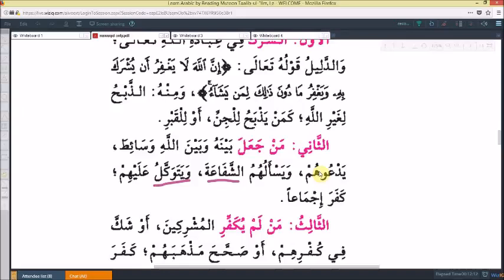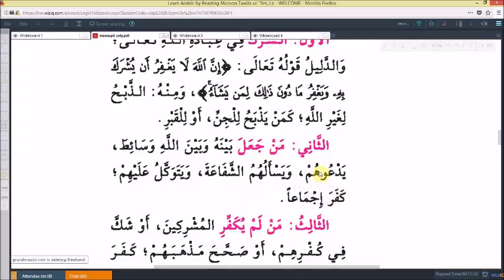Kafara ijma'a. Kafara, he disbelieved. Ijma'an here is a hal, meaning according to the ijma', according to all the scholars of Islam, he has disbelieved. Who? Man ja'ala baynahu wa bayna Allahi wasa'it. Whoever placed between him and Allah intercessors, yad'uhum, they call on them, wa yas'aluhum ash-shafa'ah, and they ask them for intercession, wa yatawakkalu alayhim, and they entrust their affairs to them, kafara ijma'a. They have disbelieved according to consensus.